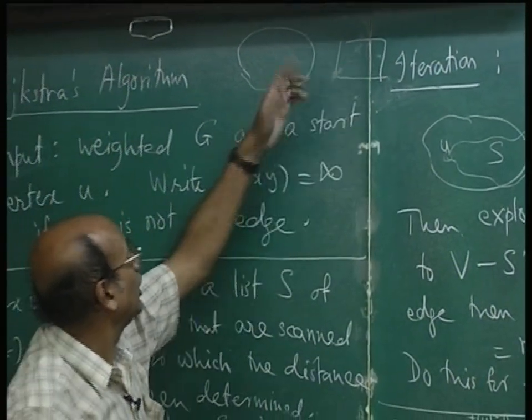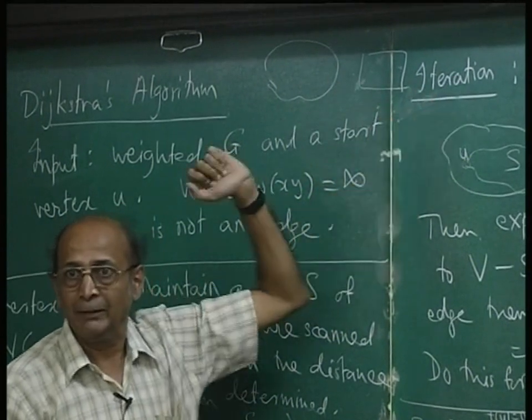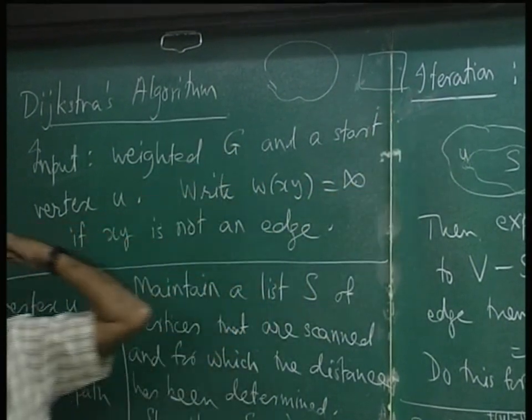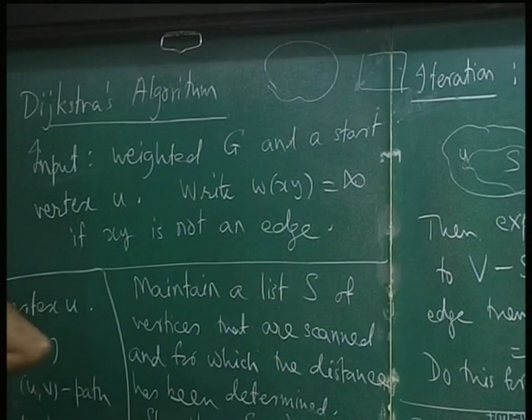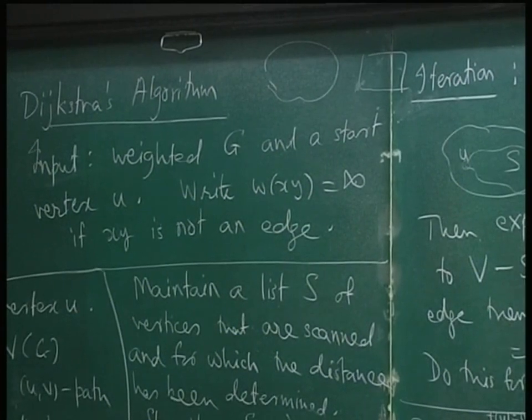There is no question of talking of distance of U to that vertex because there is no path at all. The question of path with smaller weight will arise only if there is a path. If there is no path, there is no question of smaller weight. Okay. So this is the idea.